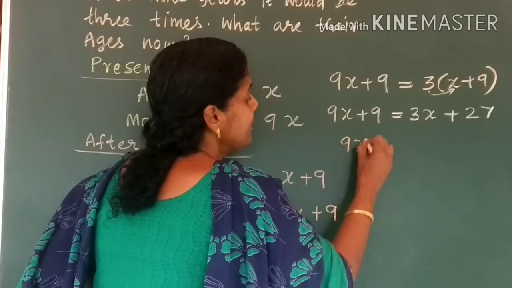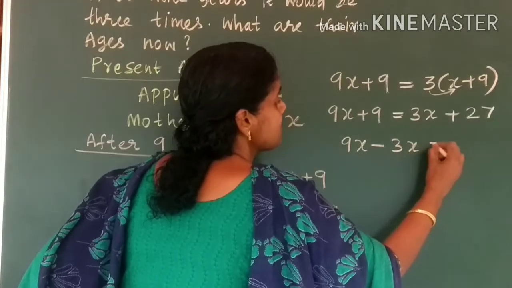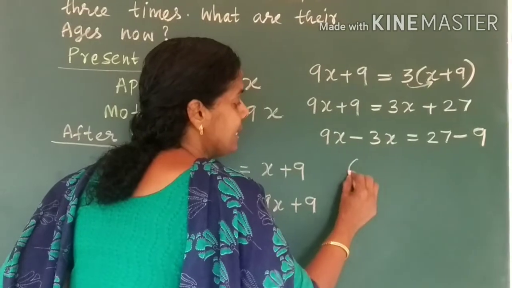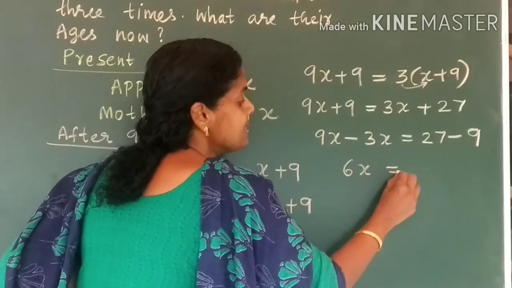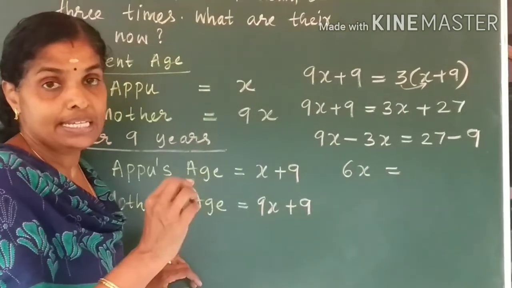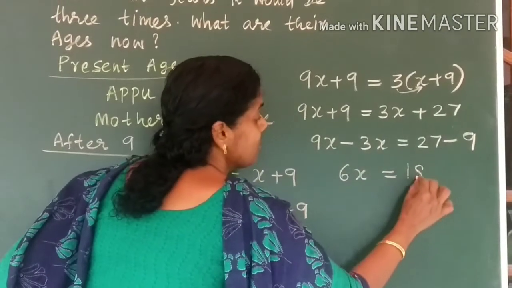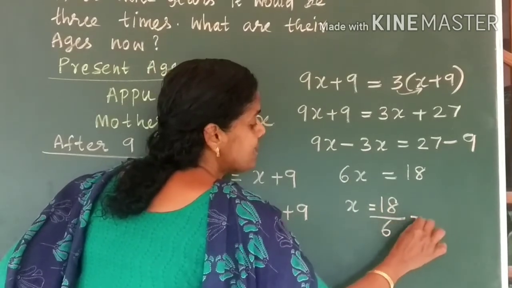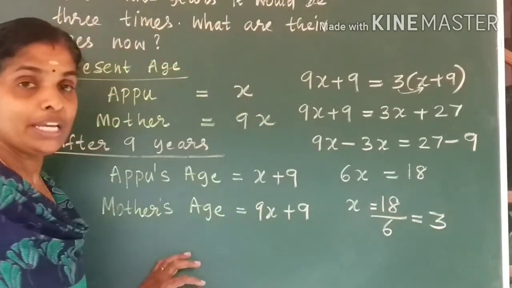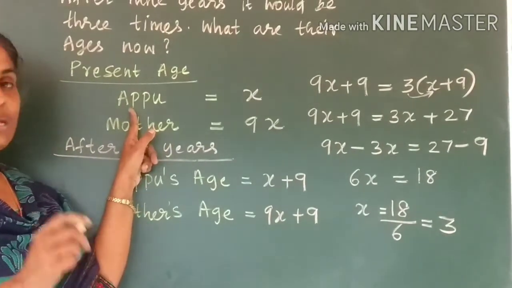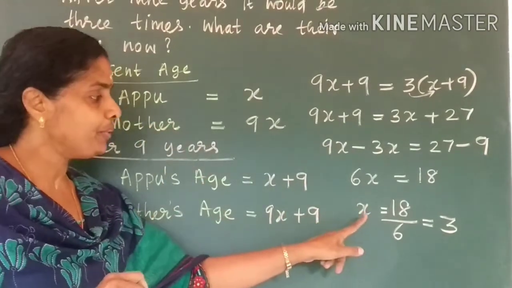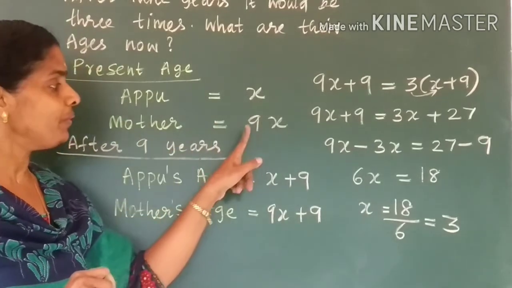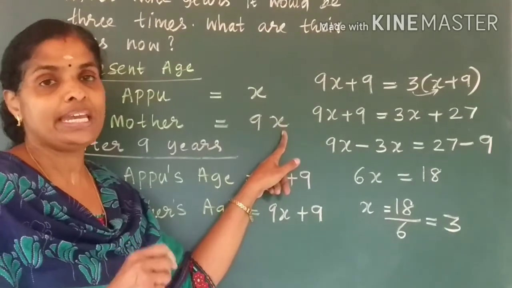Now take variables on one side, numbers to the other side. So you get 9x minus 3x is equal to 27 minus 9. 9x minus 3x gives you 6x. 6x is equal to 27 minus 9, 18. So x is equal to 18 by 6, which is equal to 3. So what did you get now? Appu's present age is equal to 3 years. And his mother's age is equal to 9 into 3, 27 years.